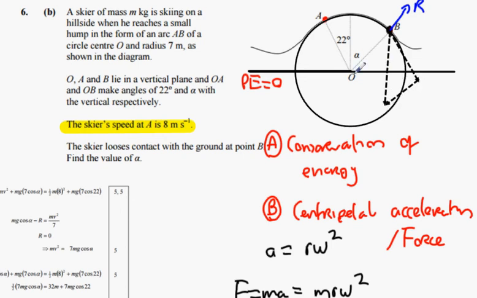So, by use of that, that's alpha by alternate angles, isn't it? And by another alternate angles, that's also alpha. Do you have a question?